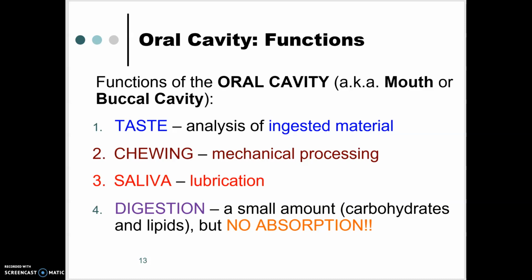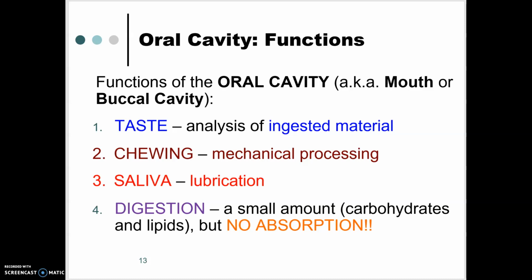The second is mechanical processing, or chewing. We use our teeth to break down our food. We first of all make it into smaller pieces so that we can swallow it, and second of all, by breaking it down into smaller pieces, we're increasing the surface area that our enzymes can work on. We produce saliva in our mouth, and this helps us not only lubricate our food so it's easier to swallow, but it also provides a place where enzymes can work, and it also helps us taste our food as well.